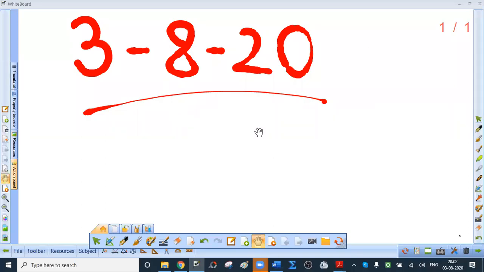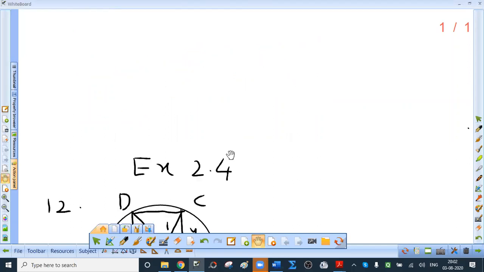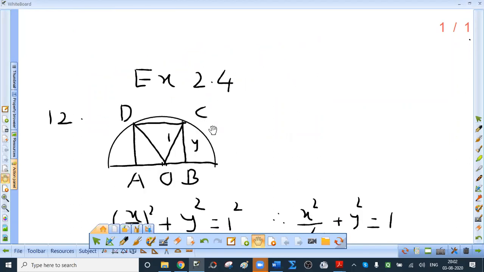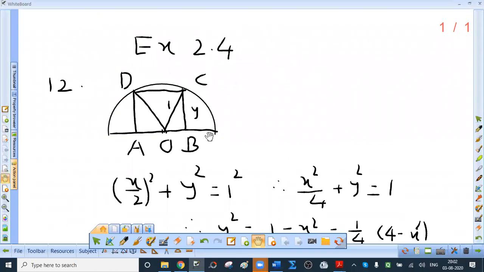Good evening. We start with sum number 12, exercise 2.4. What is that sum? Find the largest size of a rectangle that can be inscribed in a semicircle of radius 1 unit so that two vertices lie on the diameter. Okay, so this is the diagram.